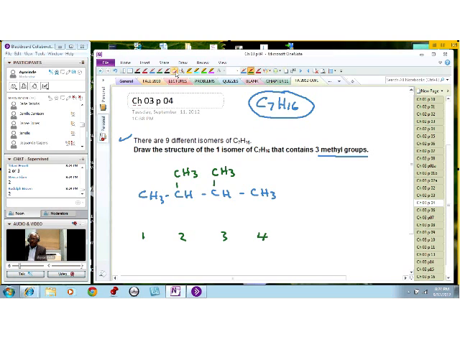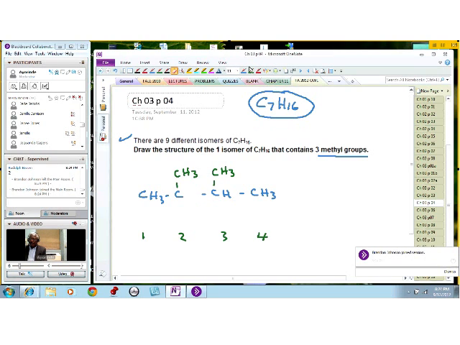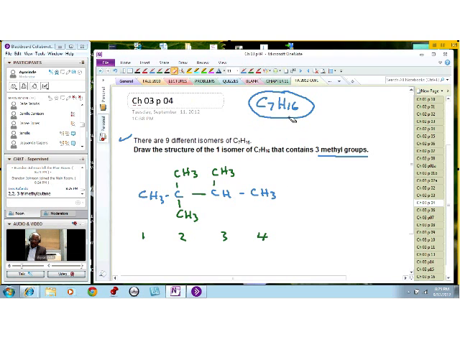So therefore, I will take one of these out. I will then place this right here. Okay, so that is the molecule that they want us to draw. Can anybody now give us the name of this molecule? What would be the name of this molecule? 2,2,3-trimethylbutane. Excellent, excellent. Everybody got that right.